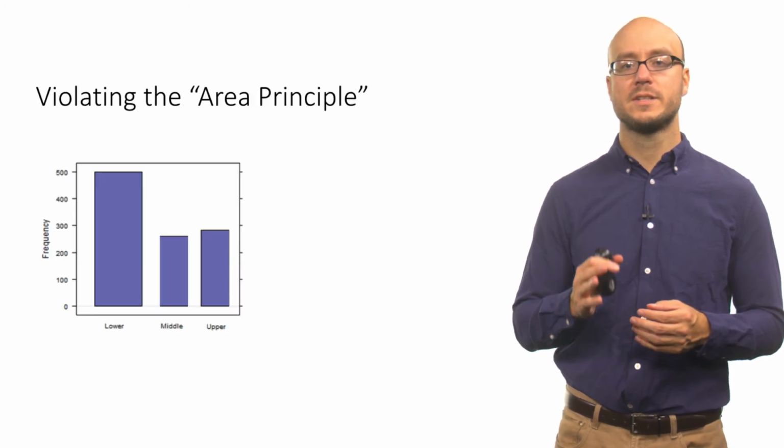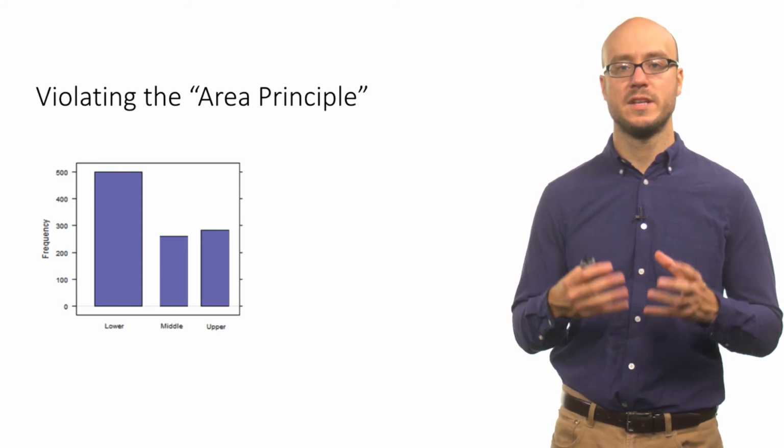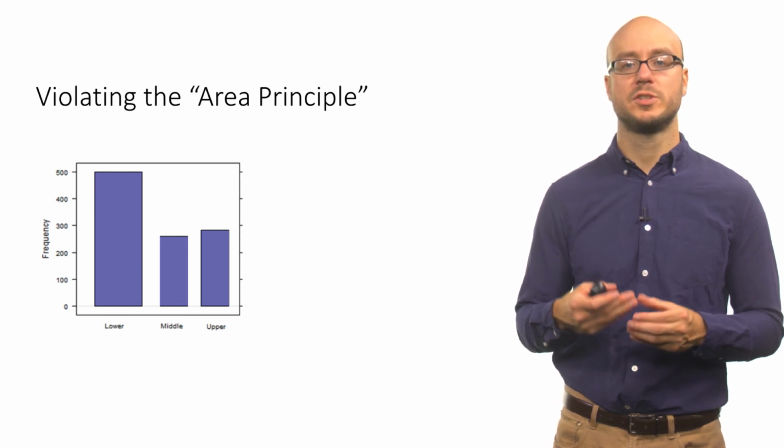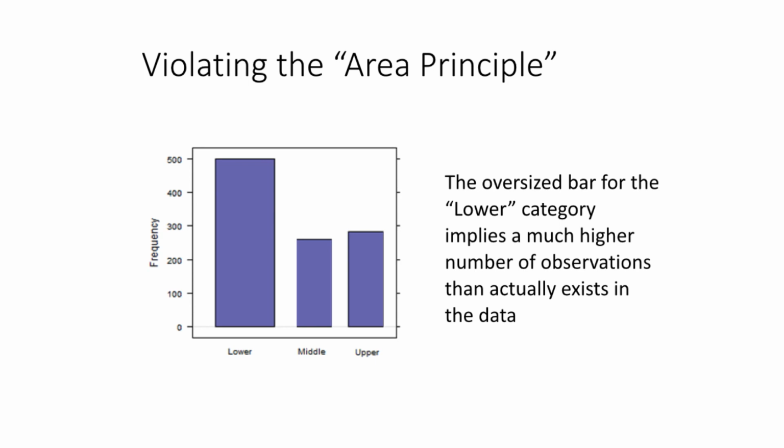So here's another example, in a 2D context, of violating the area principle. This is the same bar graph of counts for the different categories of the passenger class variable. You can see we have lower, middle, and upper classes, and then we have a number of counts. However, the lower category has a much larger bar, just width-wise, which is meaningless. There's nothing about the width that is informative about the data, and it implies many more observations in that lower category than actually exist. So this is a violation of the area principle because the size of the bar is not in relation to the magnitude of the value it represents.